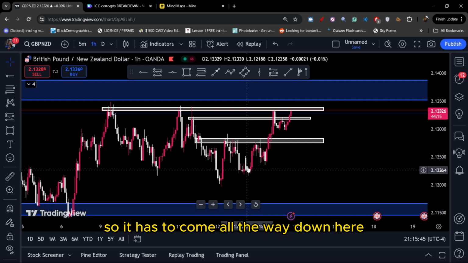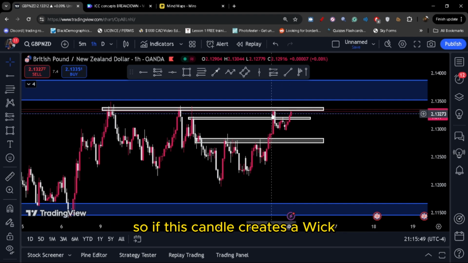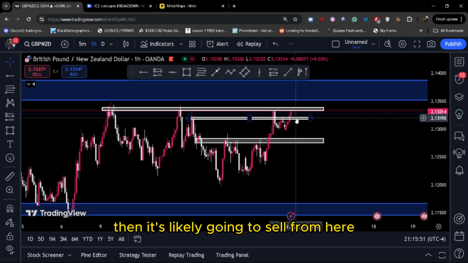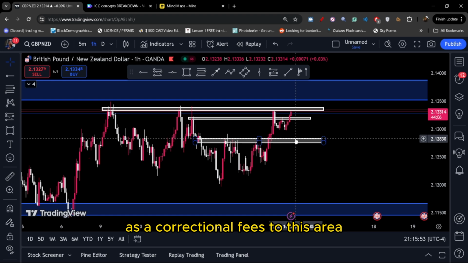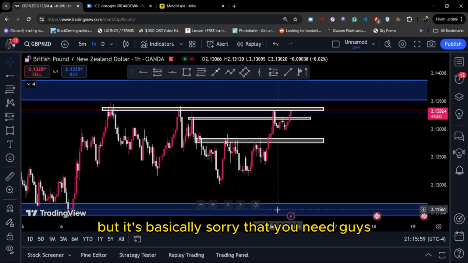So it has to come all the way down here if this candle doesn't close above this, right? If this candle creates a wick, then it's likely going to sell from here as a correction phase to this area before it either buys up or sells or something like that, right? But this is basically a strategy that you need, guys.